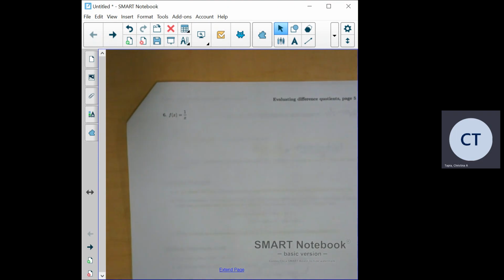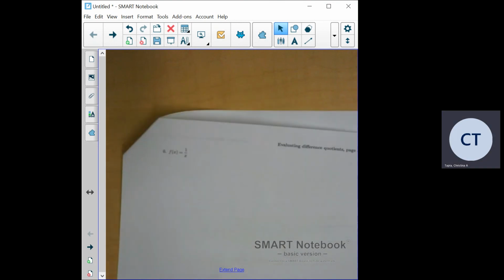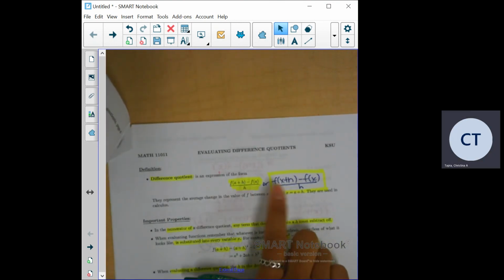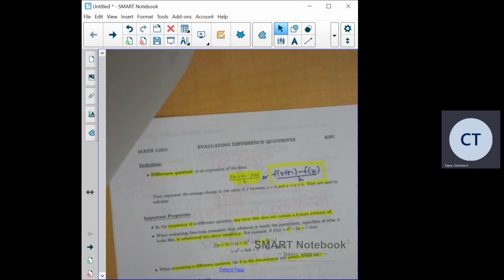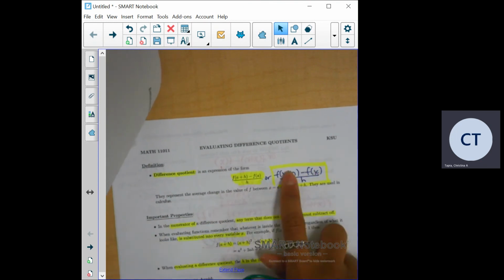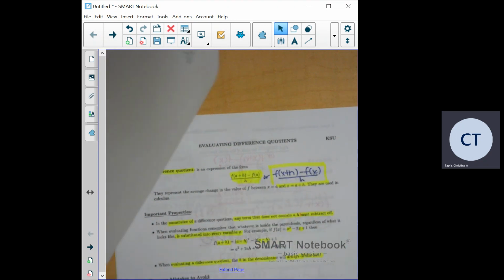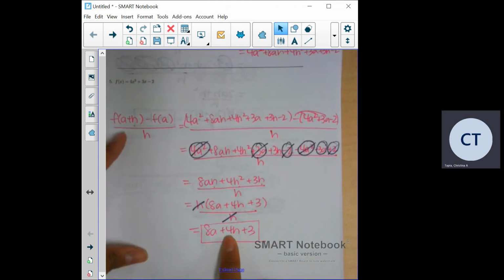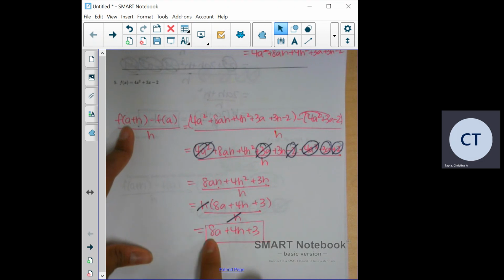For number 6, it doesn't say which function difference quotient to use, whether it's the a or the x. It doesn't matter. Like I said before, on tests and quizzes, I don't care which one you use. If you give me the x, that's fine. If you give me the a, that's fine. If you use the x one for f of x plus h, you would have 8x plus 4h plus 3. It's not a big deal. I can easily tell the difference between an a and an x.